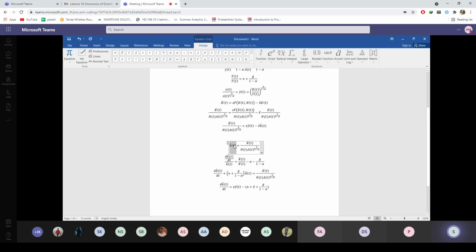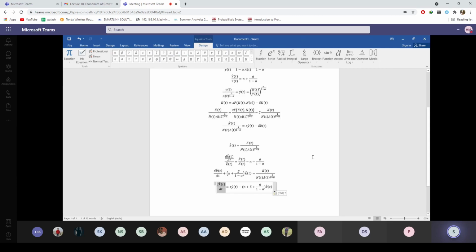And now you will realize why I have manipulated in that fashion. At the steady state, this is 0. The new definition of K hat that I have taken over here, K hat is basically capital KT divided by NT, AT to the power 1 over 1 minus alpha. Rate of growth of this K hat is basically 0 at the steady state. Then you set this term equal to 0. You can actually get YT divided by KT from here, and you can substitute that over here.